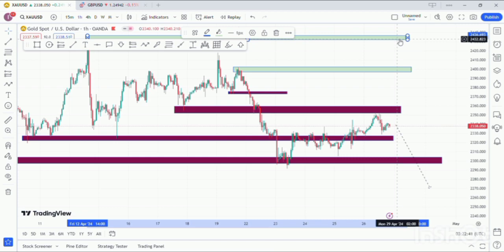But on the flip side, if price decides to go upward, we're going to be expecting price to respect this resistance zone right here, or probably break out of it to respect the next resistance zone.